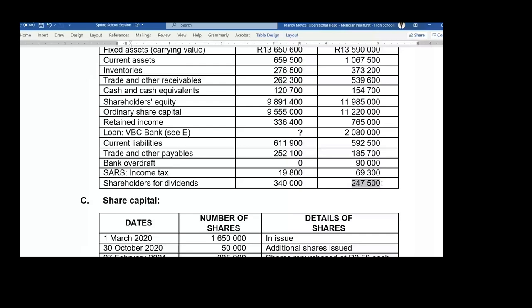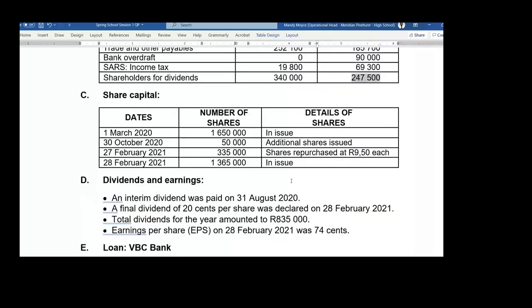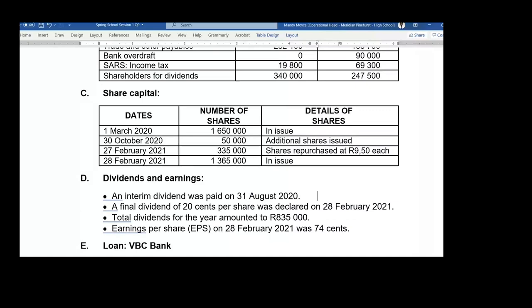247,500, that's last year's final. I also have this year's final. Please don't ignore this amount, okay? Because I'm going to show you both ways to work it out. Now they give me all this information here with regards to dividends. And they say an interim dividend was paid. They don't tell me what the interim dividend was. They don't tell me what cents per share it was. So I can't really use this information on this line here.